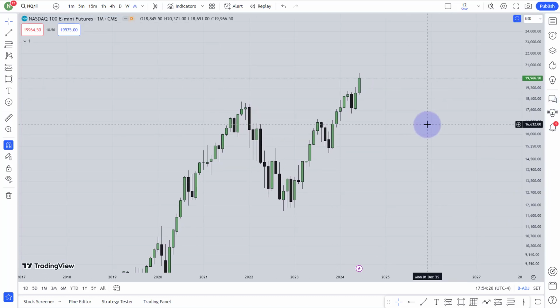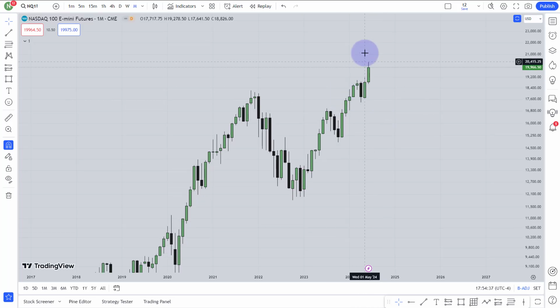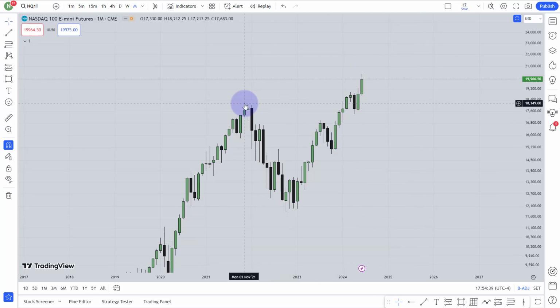Now for the Nasdaq, you can see that this is the last month candle, and it is extremely bullish. So I'm also bullish for this month as well. I'm really so bullish for this month. The reason is the way it has closed above the all-time high. This was the all-time high from long ago. Okay, so it has closed above that all-time high perfectly.